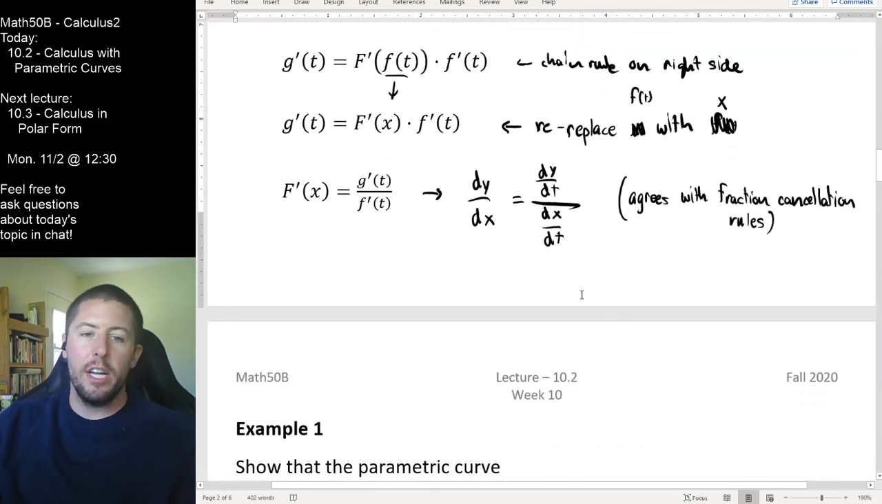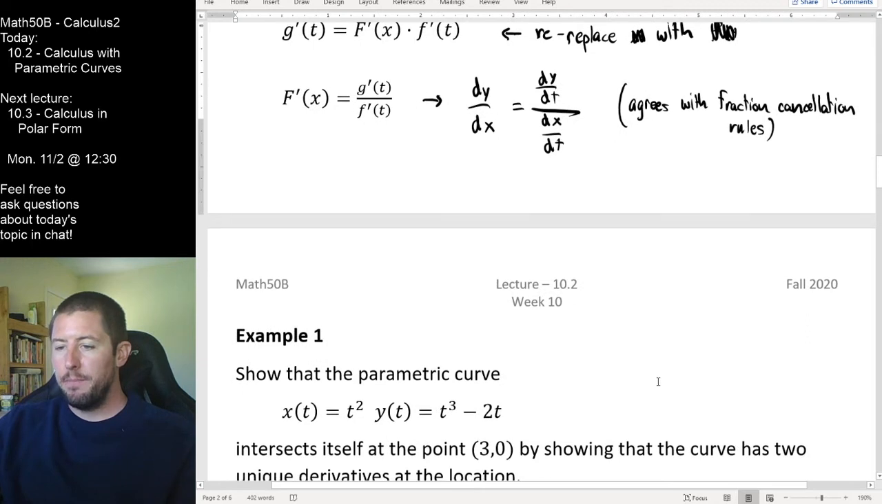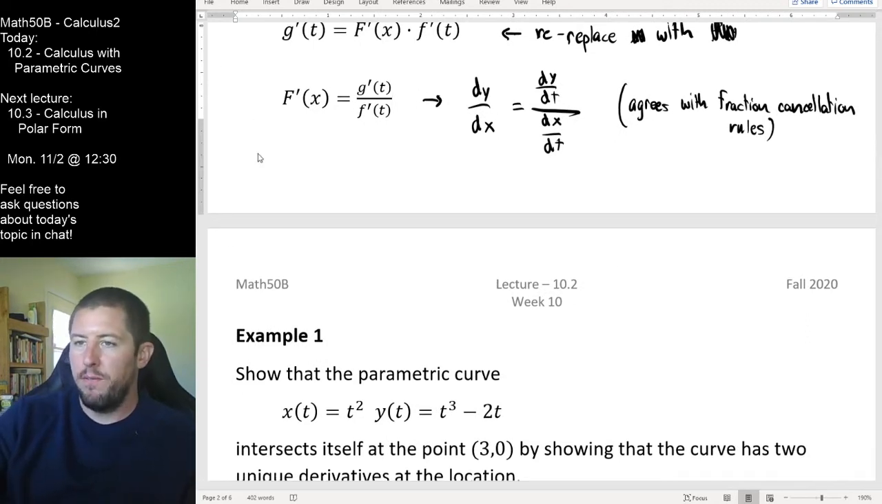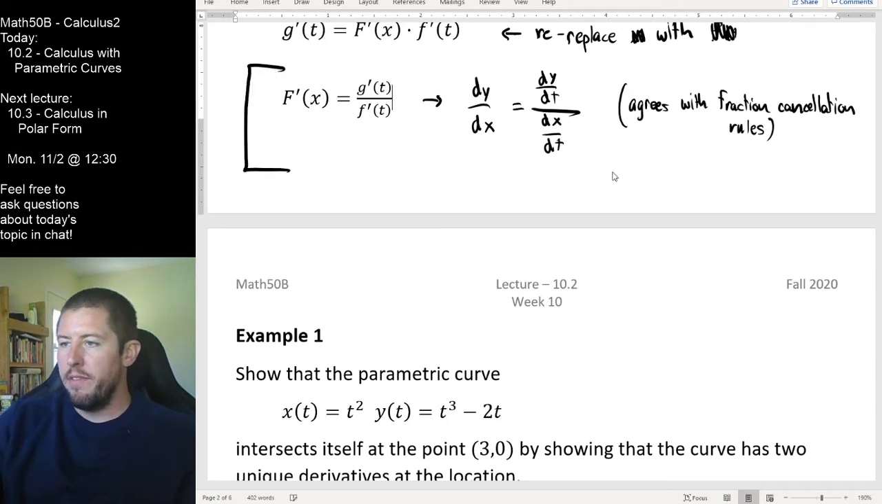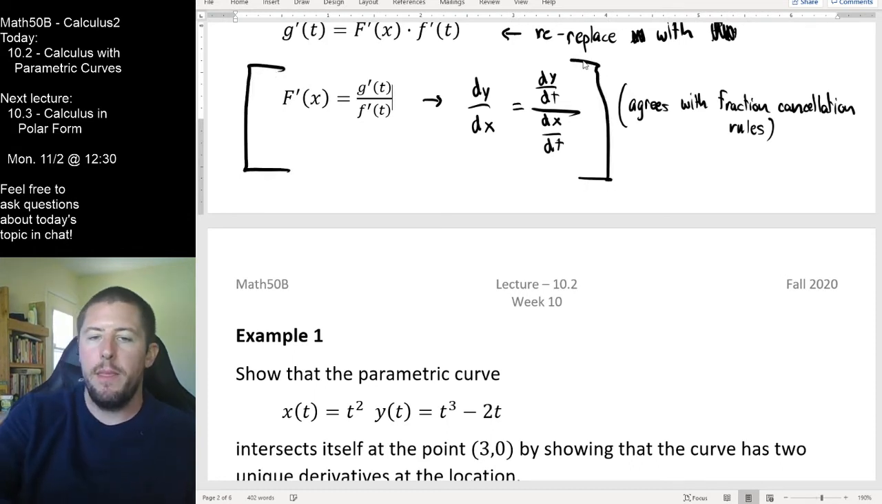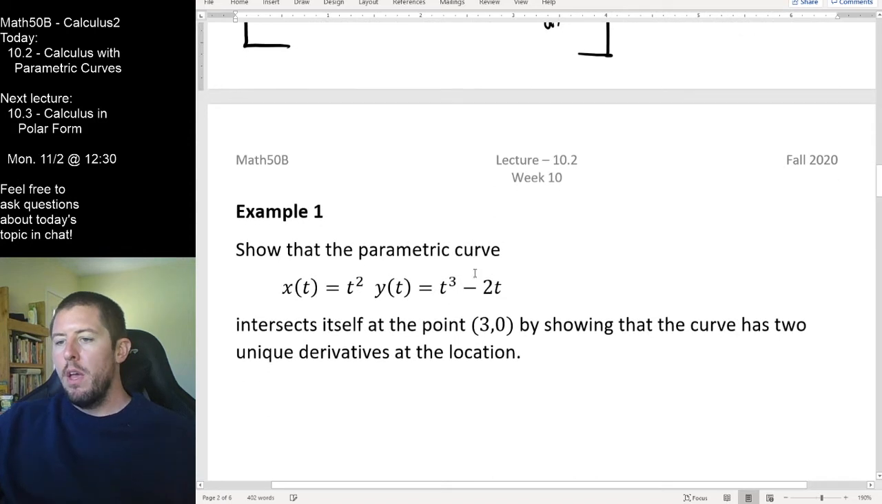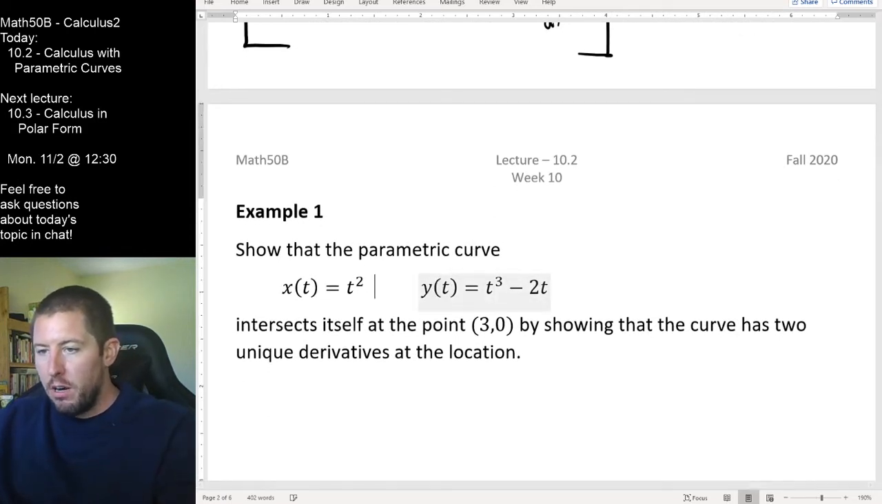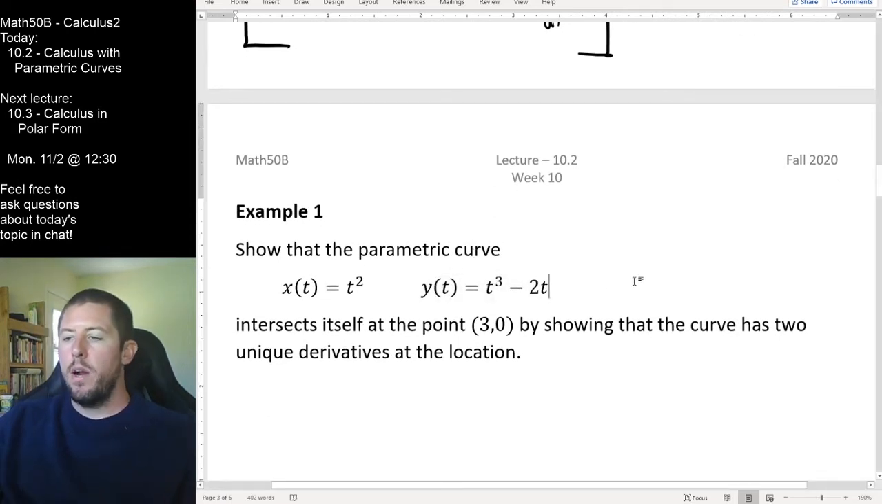So let's go ahead and look at an example that utilizes this. This will be kind of our final formation of how we think about derivatives with parametric form, so we'll come back and use that formula. So let's look at this parametric curve right here. X of t is t squared, y of t is t cubed minus 2t. This is example 1 in the book.